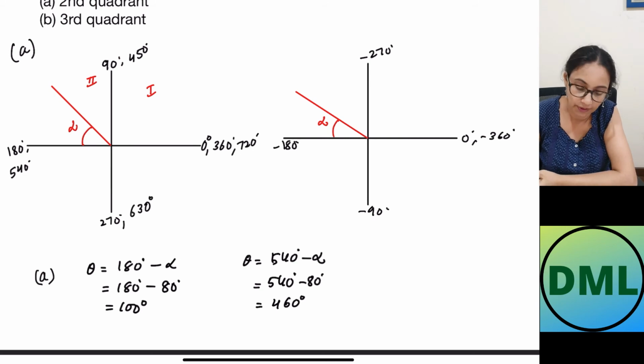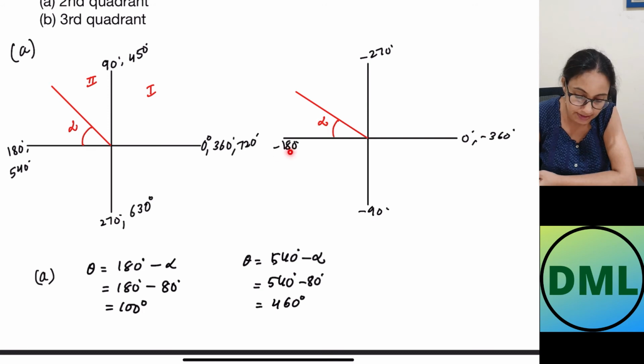Now if I go in the clockwise direction, that means my angle is negative. That means I need to take one complete round till minus 360 degrees. I need to give the answer in the second quadrant. So if this is the second quadrant here, this is the basic angle alpha here.